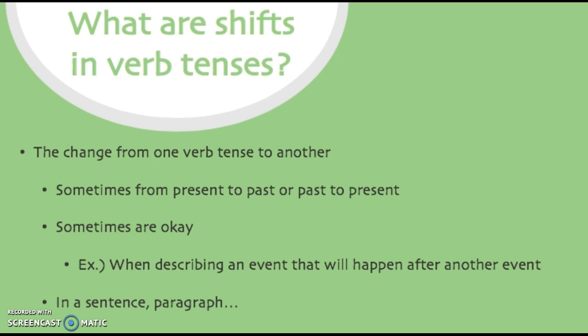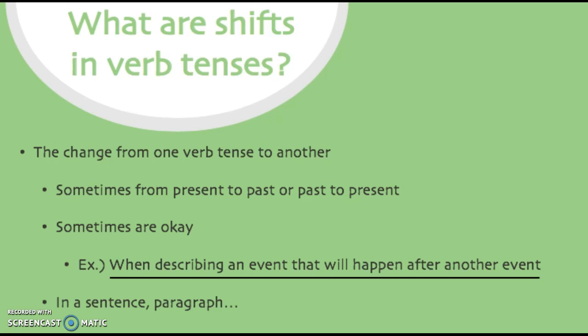Alright, so what are shifts in verb tenses? It is the change from one verb tense to another. Sometimes it's from present to past and vice versa, past to present. It switches. And so we are going to be identifying incorrect shifts in verb tenses, but it is good to know that there are still correct shifts as well. And shifts in verb tenses are okay when describing an event that will happen after another event. Now this is very important to recognize, so let's remember that as we move through this lesson.